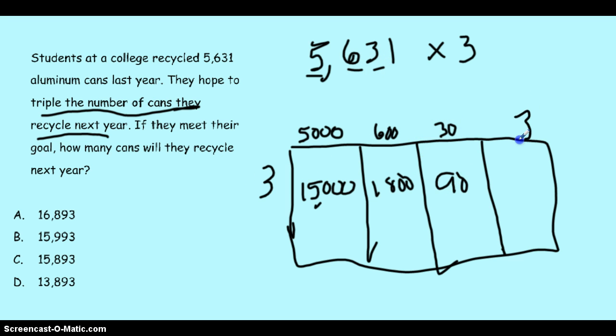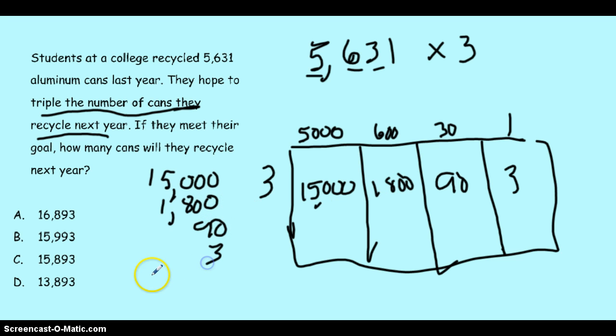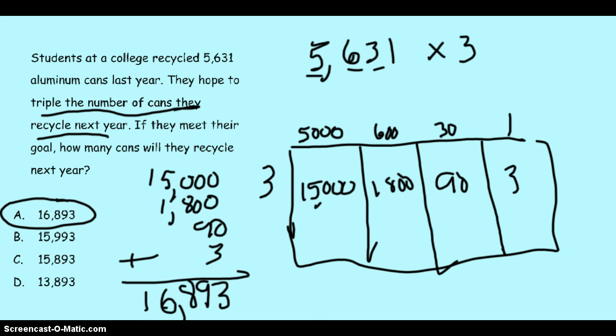And then the last place value is 1. Happens when you rush. That's 1, and 3 times 1 is 3. If we add these up, we would have 15,000 plus 1,800 plus 90 plus 3. So that's 3 ones, 9 tens, 8 hundreds, 6 thousands, and 1 ten thousand. So 16,893. Okay.